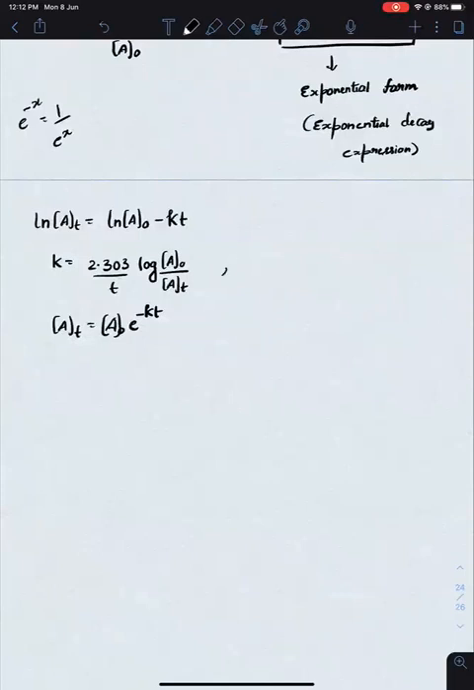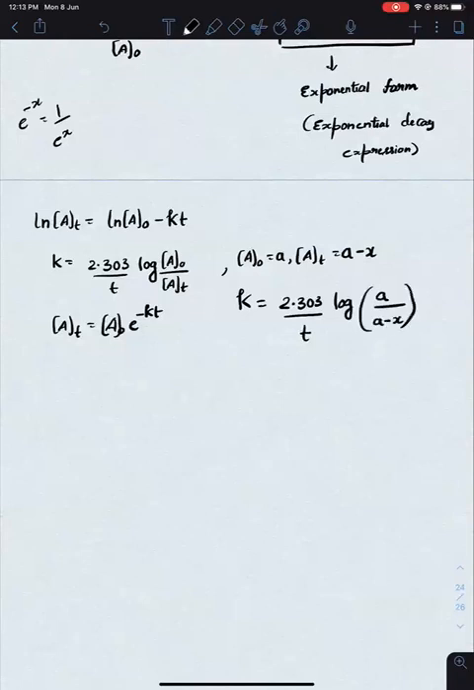तब क्या करना पड़ेगा, A naught is nothing but a, At is nothing but a minus x. So I can also write this expression as k is equals to 2.303 upon t log a upon a minus x. This is one more expression.